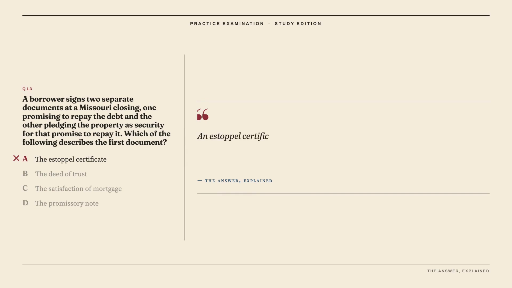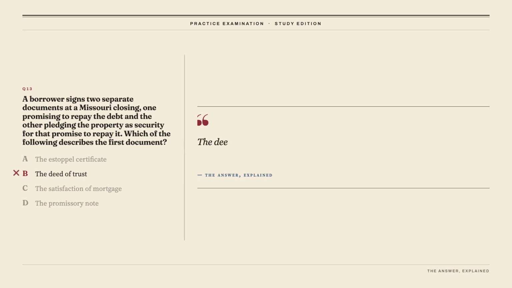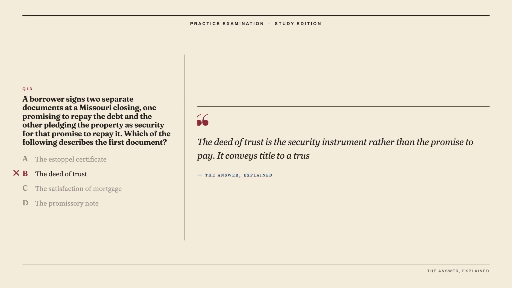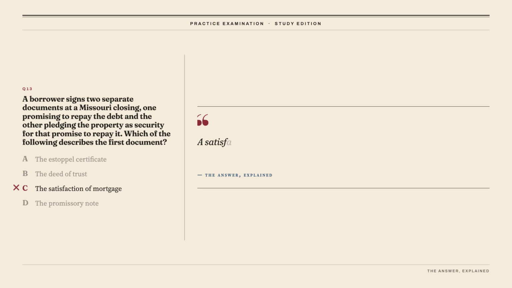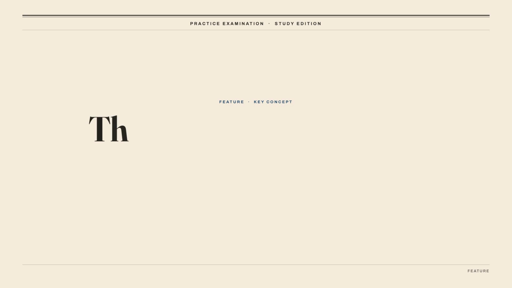A is wrong because an estoppel certificate is a statement confirming the current balance and terms of an obligation. Lenders and buyers request one during a transaction rather than at origination. B is wrong because the deed of trust is the security instrument rather than the promise to pay. It conveys title to a trustee to be held until the debt is satisfied. C is wrong because a satisfaction is recorded after the debt has been paid in full. It closes the transaction rather than creating the obligation at the outset.